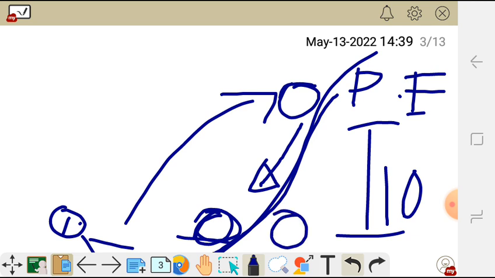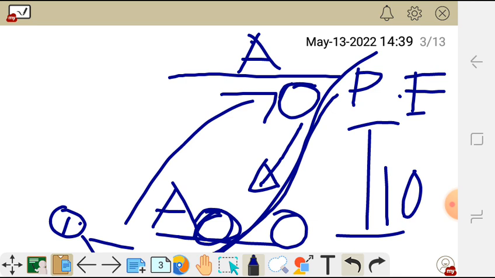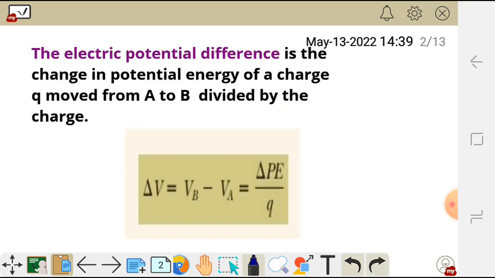So the difference in potential energy from the top of the hill, let's say A, to the ground, B, is what we call the potential difference in terms of that stone. But in terms of charges, it is simply the change in potential energy of the charge Q moved from A to B divided by the charge.